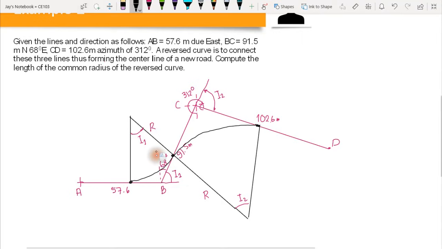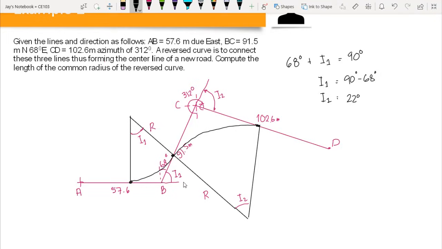Now we know that 68 degrees and I1 are complementary angles. So therefore, if we add these angles, they should have a sum of 90 degrees. So we can say that I1 is equal to 90 minus 68 degrees. This would give us the value of I1, which is equal to 22 degrees.